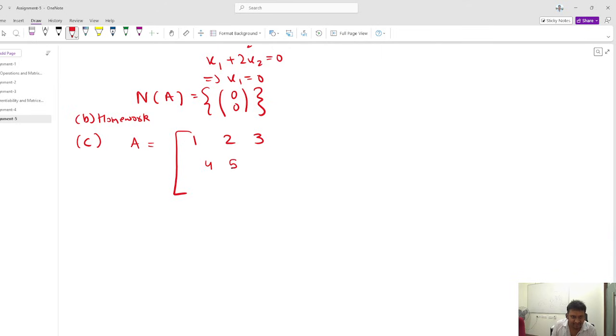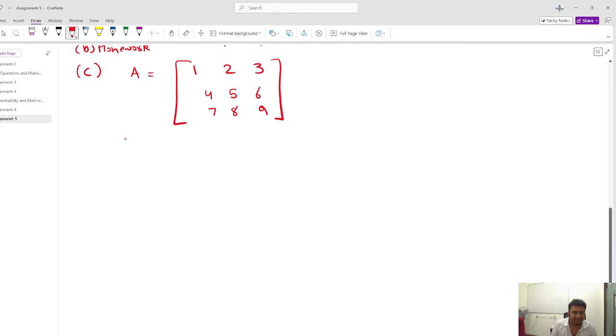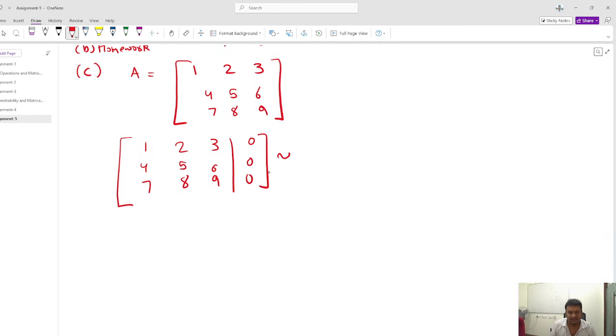So 4, 5, 6, 7, 8, 9. I also hadn't noticed when he gave the assignment. Okay, so let us again find the null space of this. You know what you have to do. Write the matrix with columns 1, 4, 7; 2, 5, 8; 3, 6, 9, augmented with 0, 0, 0. You can guess which operations to apply: the entries below the first pivot have to become 0.